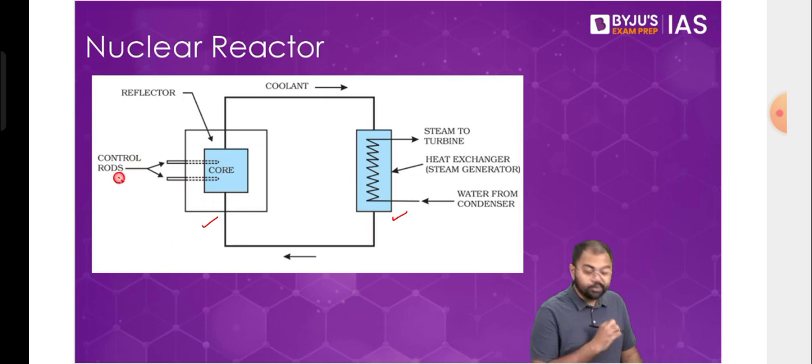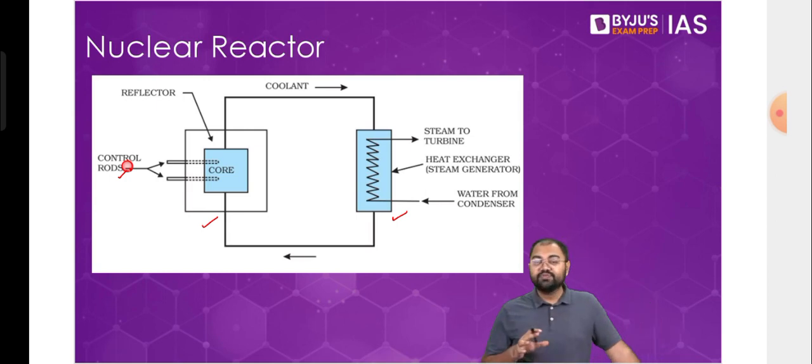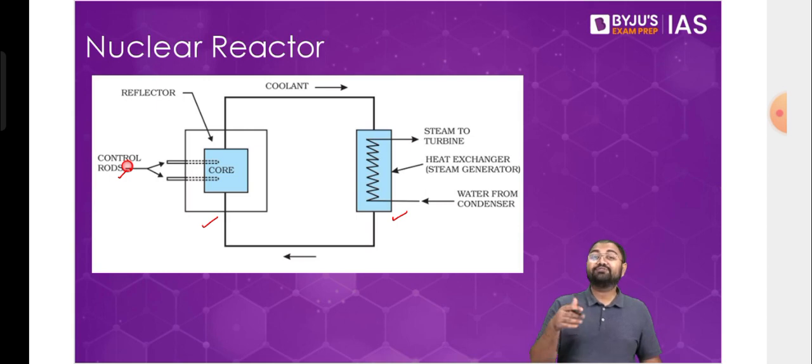Then you have control rods. Control rods are specifically made of certain metals so that they can absorb extra neutrons from the core. What we discussed in the last class, remember, is that the reaction can go uncontrolled if you have extra neutrons. If you have more neutrons than what is required, then the reaction can go uncontrolled.